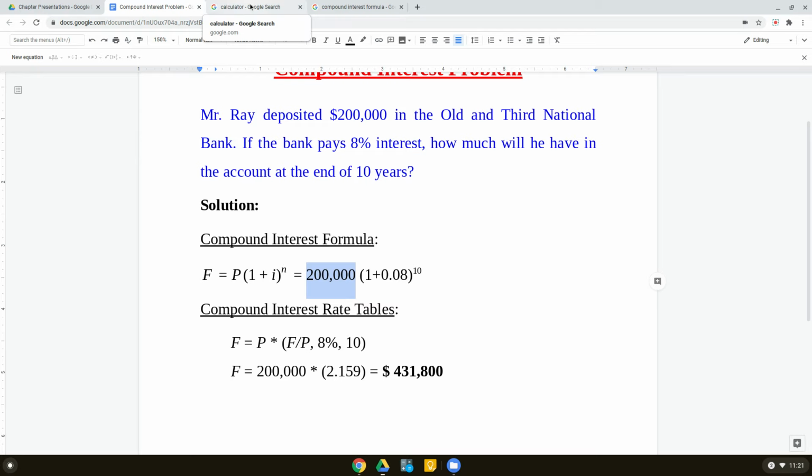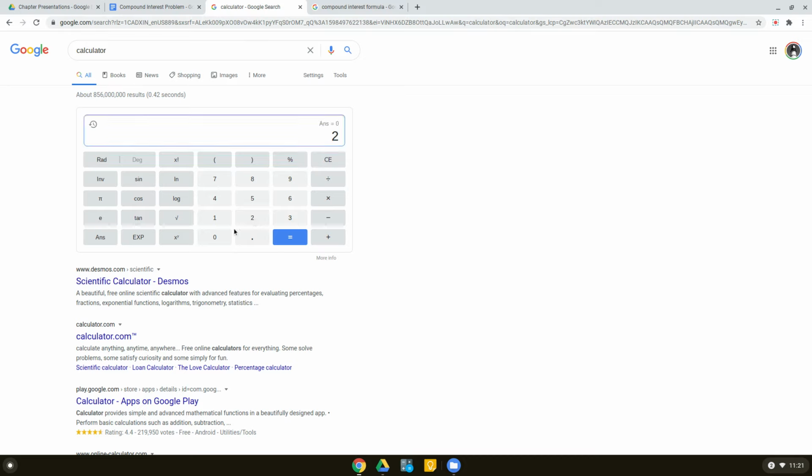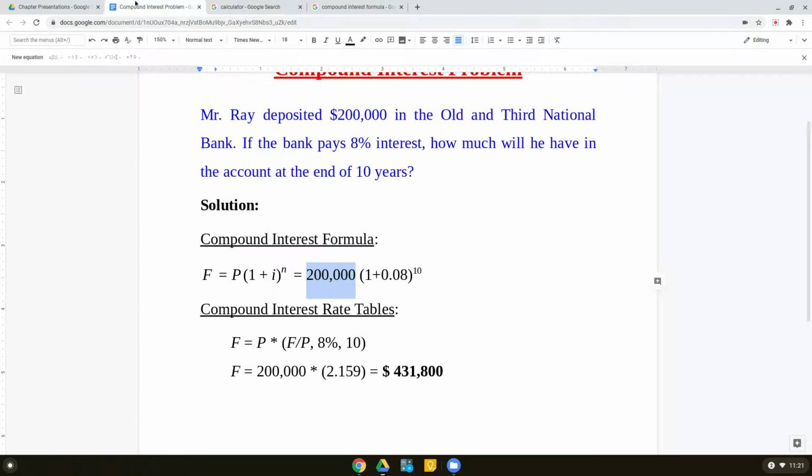So let me use the calculator here. 200,000 times 1 plus 0.08 to the power 10, for 10 years. So that's going to give us 431,784.99. So we can just round it off to 431,785. So F is equal to, let me write it down here.